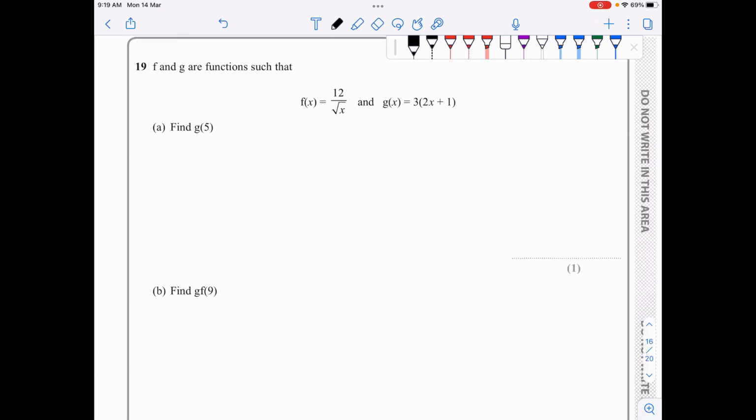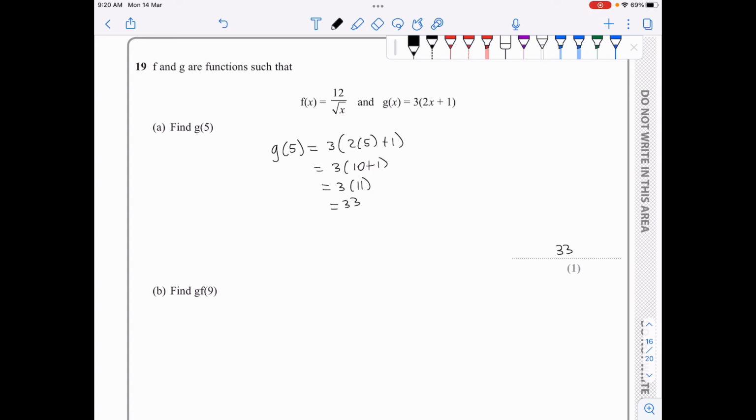Question 19 is a functions question. g of 5 means that I replace x with 5, and it's 3 brackets 2 times 5 plus 1, which is 3 times 10 plus 1, 3 times 11, which is 33.